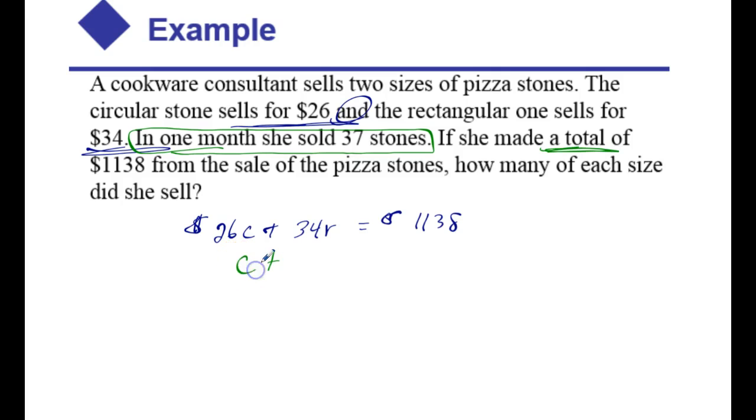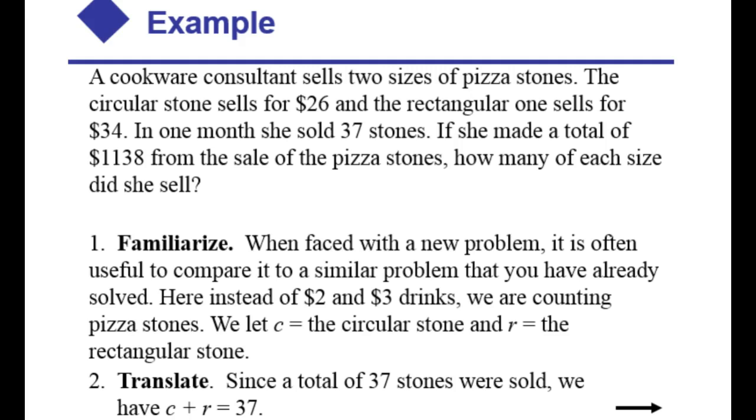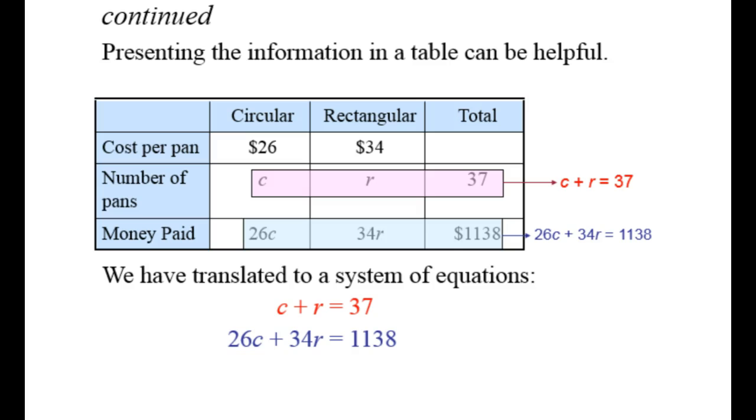So we don't know how many circular stones, we don't know how many rectangular stones, but we do know that there are 37 stones altogether. So this green equation has nothing to do with money. To solve this, I would probably multiply the bottom equation through by negative 26. And again, I'm not going to spend time showing you how to solve the systems of equations. I would recommend that you watch a previous video.